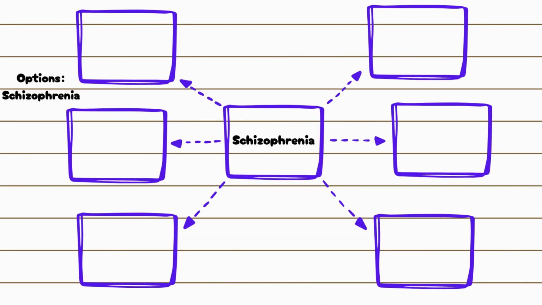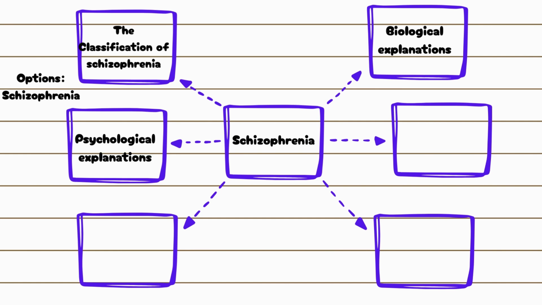Options: schizophrenia. For this topic you must know the following: the classification of schizophrenia, positive symptoms of schizophrenia, including hallucinations and delusions. Negative symptoms of schizophrenia, including speech poverty and avolition. The reliability and validity in diagnosis and classification of schizophrenia, including reference to comorbidity, culture, and gender bias and symptom overlap. Biological explanations. Schizophrenia, genetics and neural correlates, including the dopamine hypothesis.